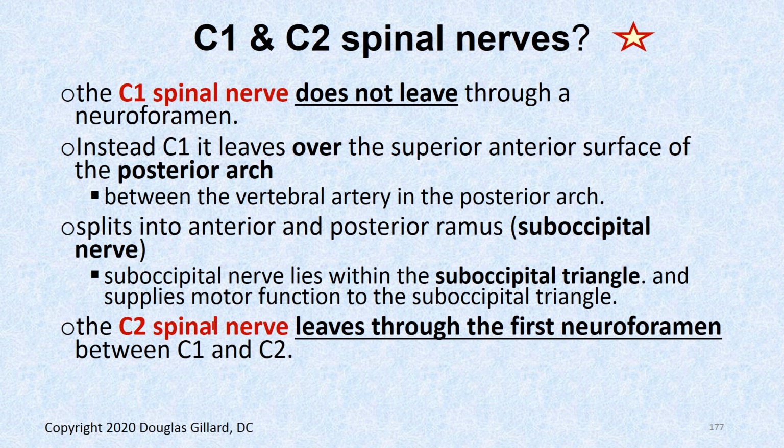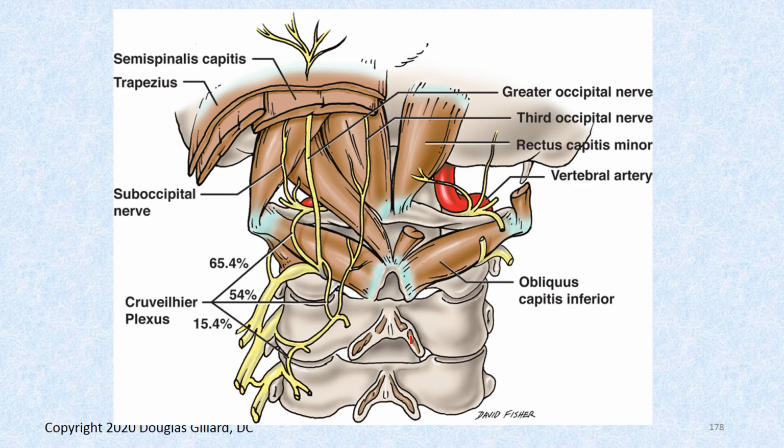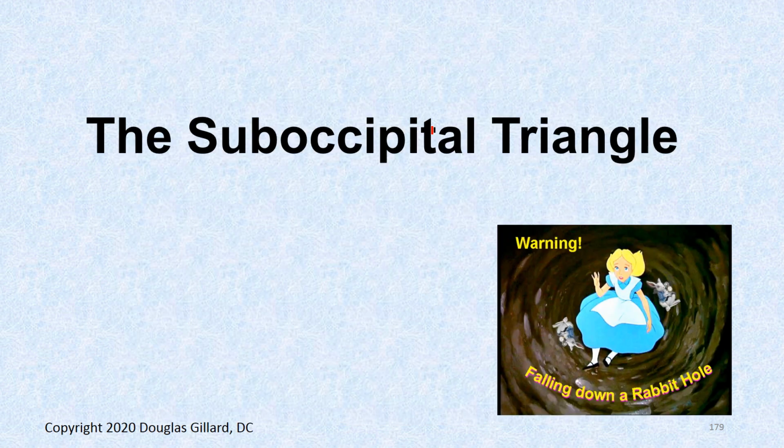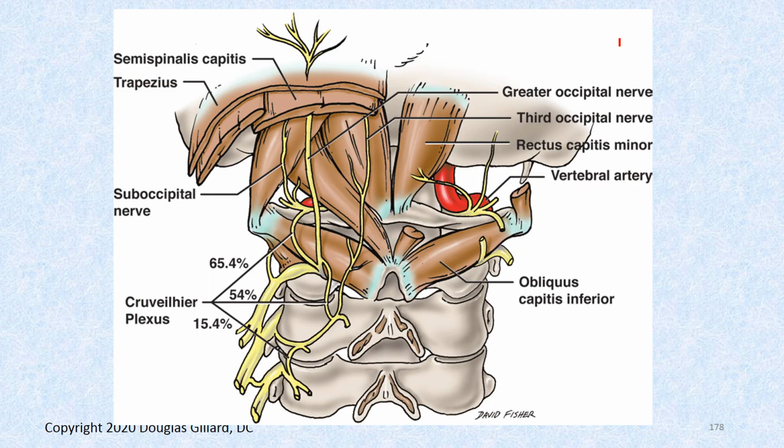C2, as I said, the C2 spinal nerve leaves as normal between C1 and C2. Here's just a picture of where we're going, but here's this region. We're going to talk about the suboccipital triangle. We'll save that for tomorrow. Really high-tested region. I love the suboccipital triangle. Boards love it. Medical, chiropractic, physical therapy. Got to know. This is like the headache zone here. So you got to know this stuff.